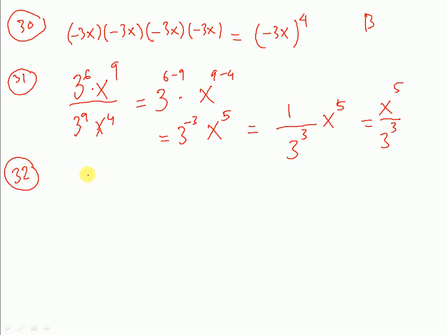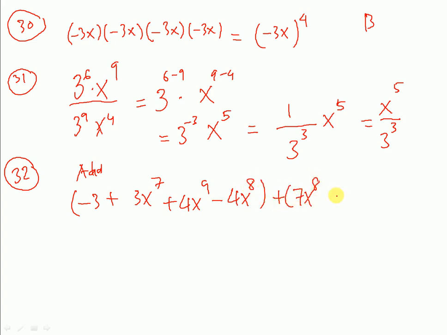32. We are asked to add the polynomials. So I have minus 3 plus 3x to the 7 plus 4x to the 9 minus 4x to the 8 plus 7x to the 8 plus 9x to the 7 plus 9 plus 7x to the 9. Now, before you can add all of them, you must get rid of the parentheses here, so you can combine them together. Because we have the plus sign, you can take out the parentheses here without changing any sign.